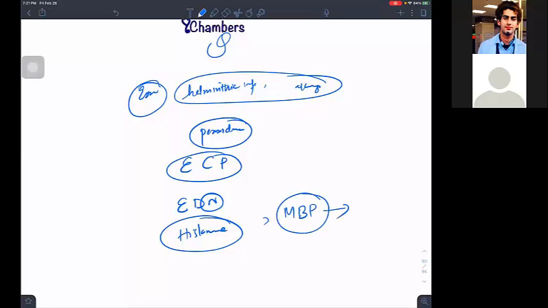What is the function of MBP? It is related with microbiology, parasitology. MBP is major basic protein. What does it do? It is a helminthotoxin. It kills the helminths, your Ascaris lumbricoides and all that.